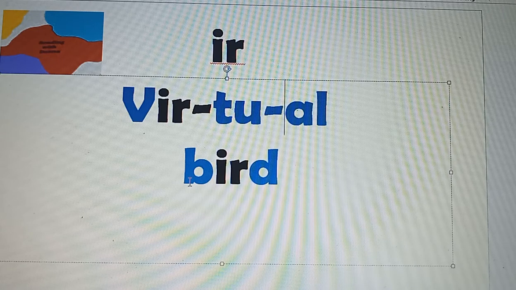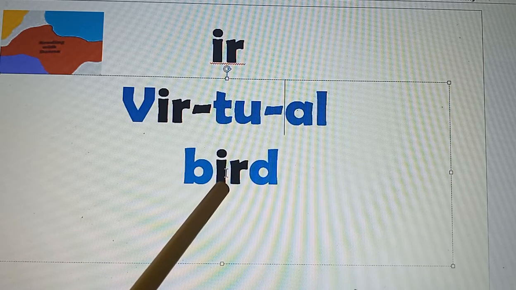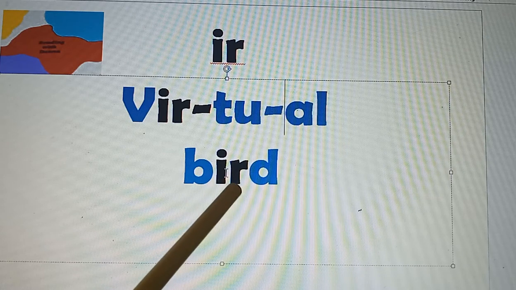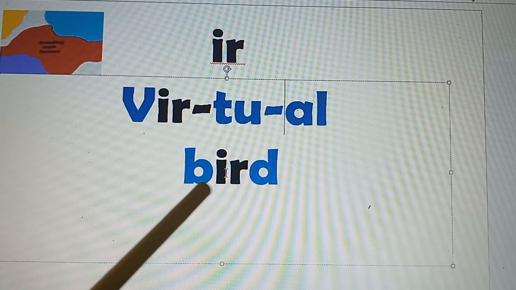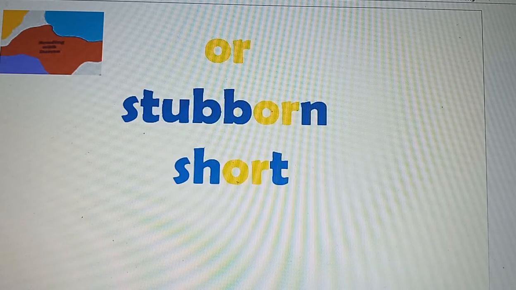Why is it a single syllable? Because there is only one vowel in the word. One vowel is there. All right. So it can only be a one syllable word. B-erd. So you hear the IR saying right there. Okay, so we're moving on to or.